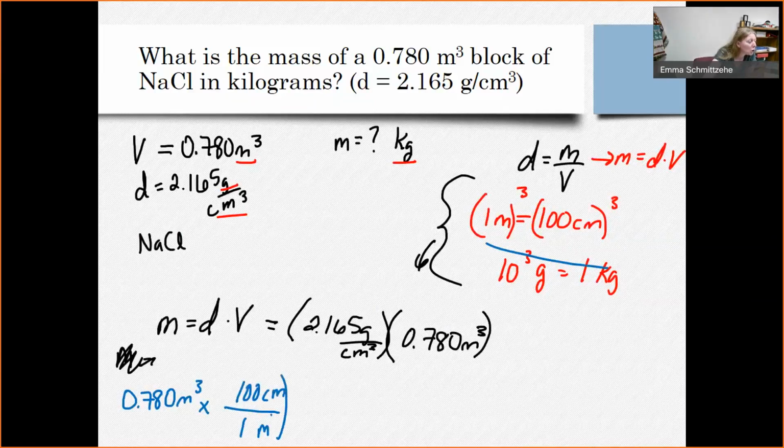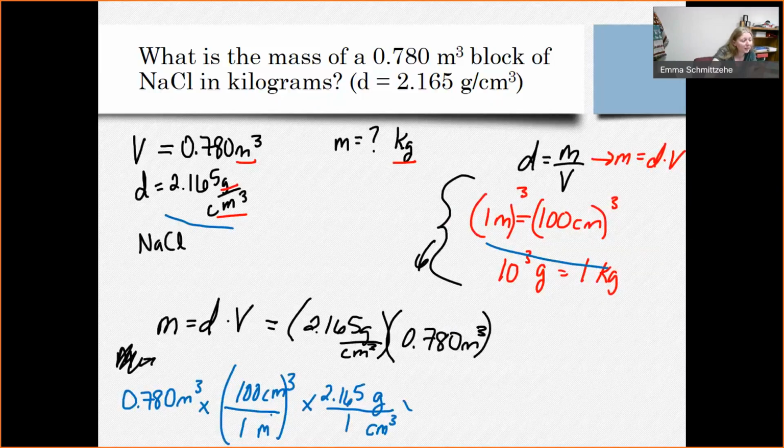And we want this cubed. And so that's going to cancel my meters cubed to give me centimeters cubed. And then you say, okay, well, what can I convert centimeters cubed to? Well, I can convert centimeters cubed to grams using the density. And so there's 2.165 grams per 1 cubic centimeter.